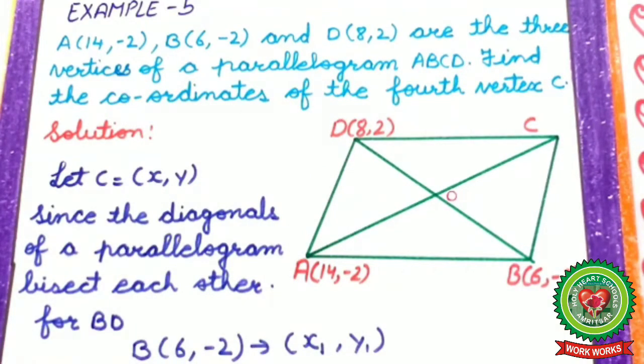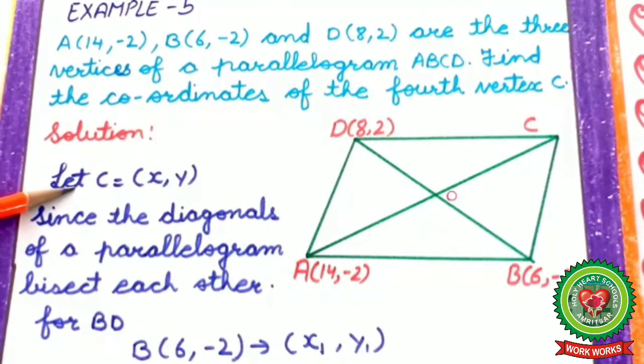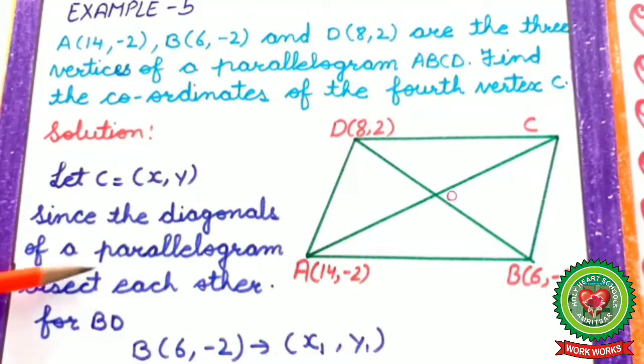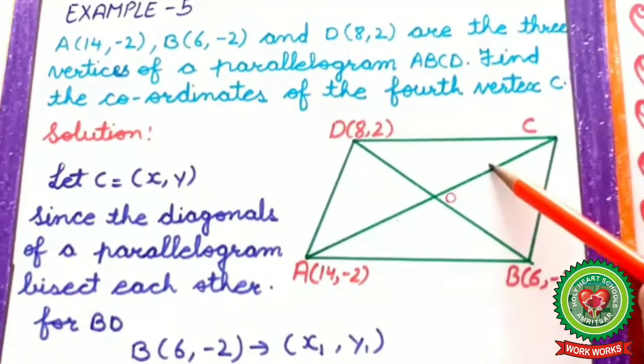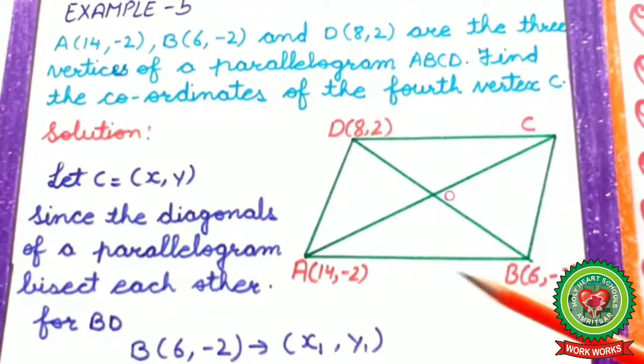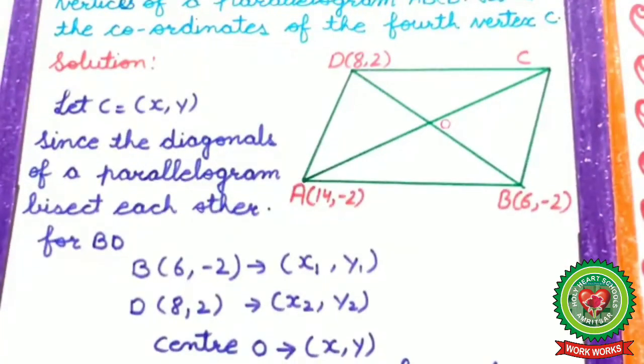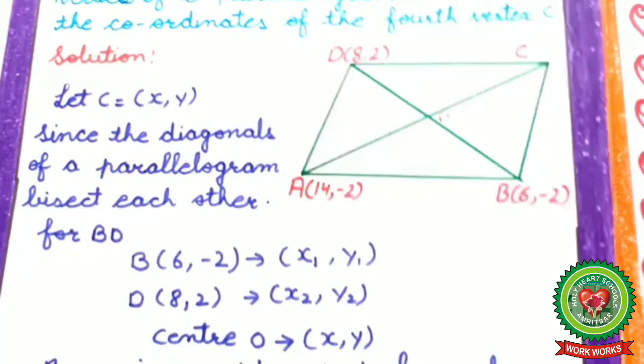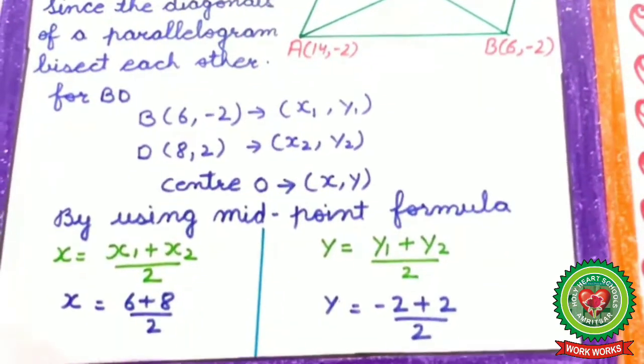So let C equal x and y, coordinates of C are x and y. Since the diagonals of a parallelogram bisect each other, it means O is the midpoint of AC and BD diagonals. So from BD, first of all we have to find the value of the center. To find the center, we are going to use the midpoint formula.